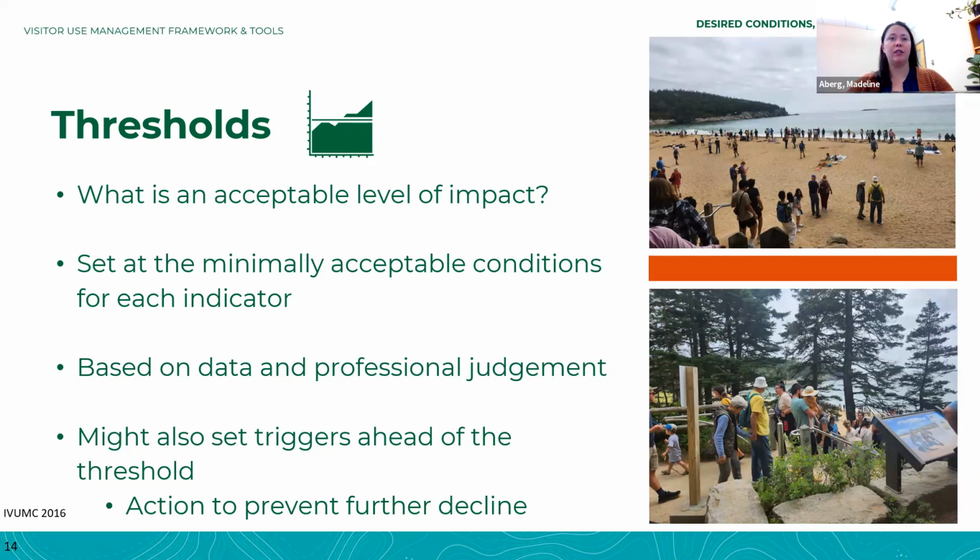And the idea with thresholds is that if conditions reach this threshold, where they're at the last level of the condition that is acceptable to visitors, that would require a management action to move back towards the desired condition. Another strategy with this is to set triggers ahead of the threshold. So these would be lines where if your monitoring data showed that conditions were at a trigger point, that would lead to action to prevent further decline and to prevent conditions from reaching the threshold.